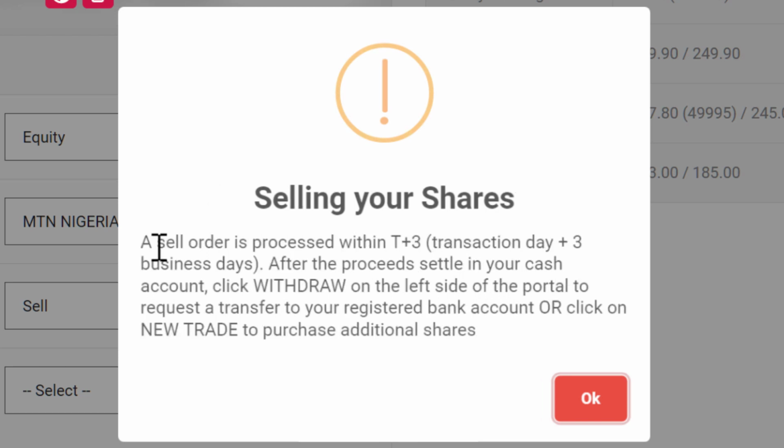Another pop-up here says a sell order is processed in 3 business days after the proceeds settle in your cash account. Click withdraw on the left side of the portal to request a transfer to your registered bank, or click on new trade to purchase additional shares. That's if you want to use the money now to buy more shares.